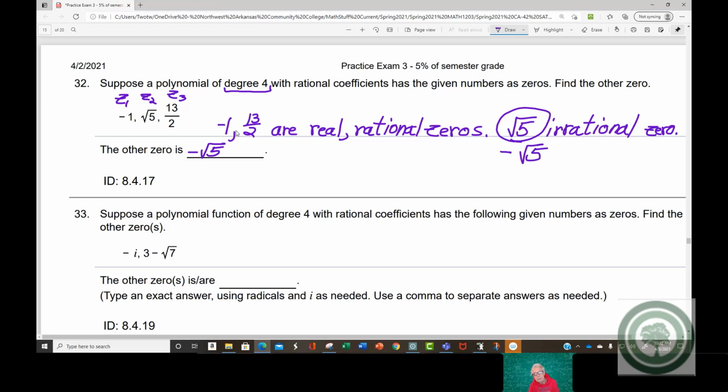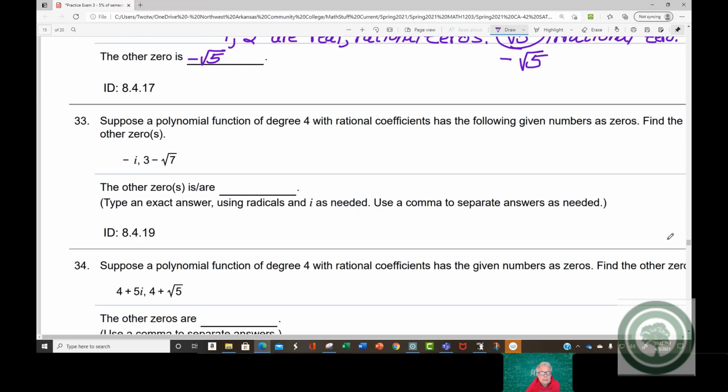The real and the rational numbers don't double up, but the irrationals do. So that's a rule. And these problems are just designed to drill into your head this rule. For instance, now, negative i is a complex zero right there.